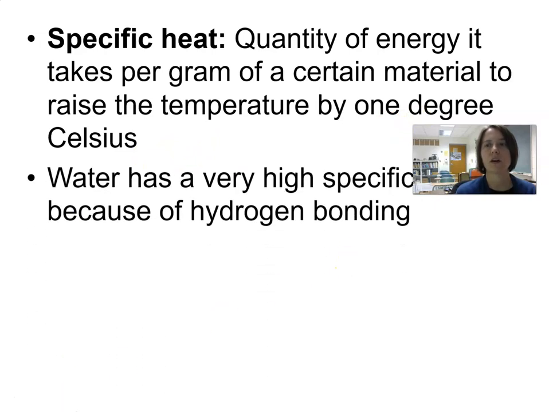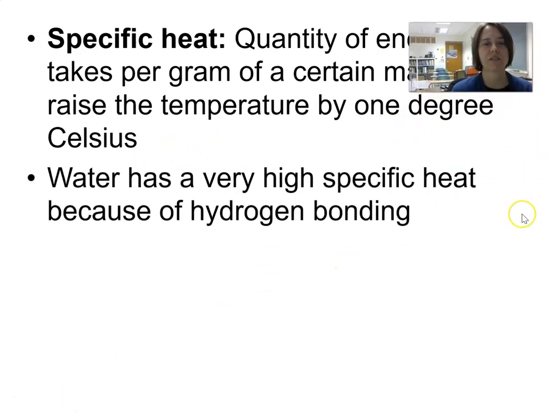So we know that water has a very high specific heat, and it has a very high specific heat because of hydrogen bonding. The answer to a lot of things is hydrogen bonding, and we'll talk more about that later, but briefly, hydrogen bonding is where hydrogens are bonded to oxygens of other water molecules, and because there are so many of those, you have to break all of those before you can raise the temperature, so it takes a lot of energy to raise the temperature.